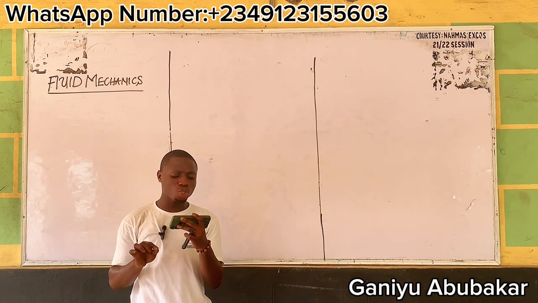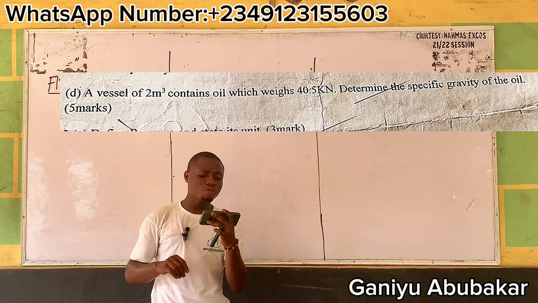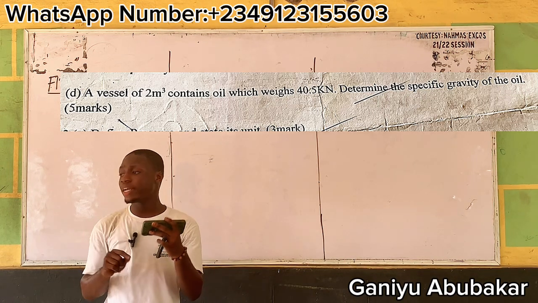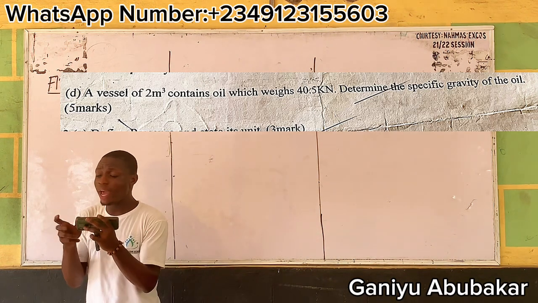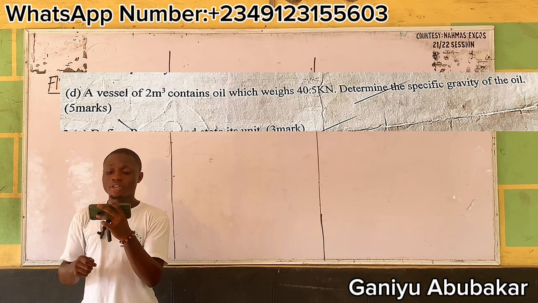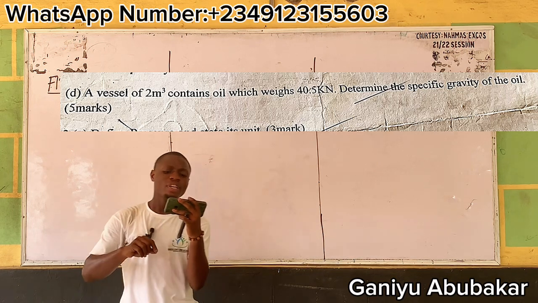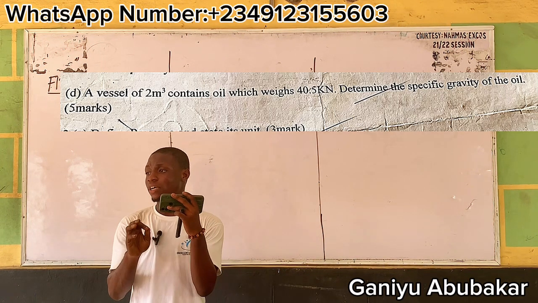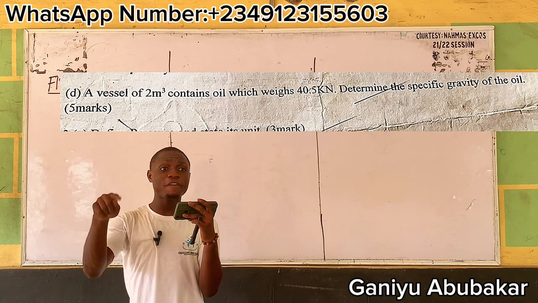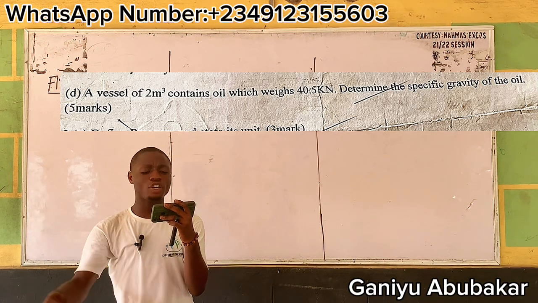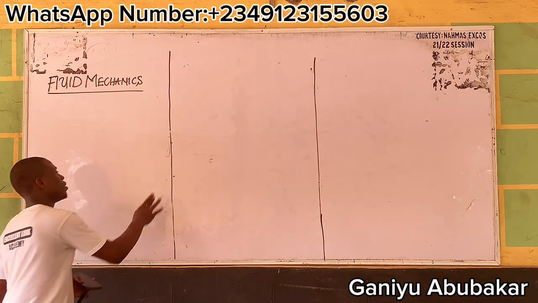It says a vessel of 2 meter cube contains oil, which weighs 40.5 kilonewton. Determine the specific gravity of the oil.